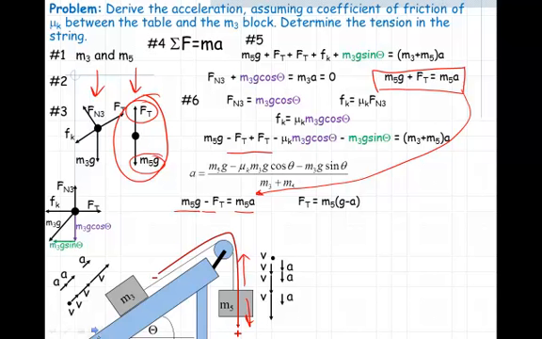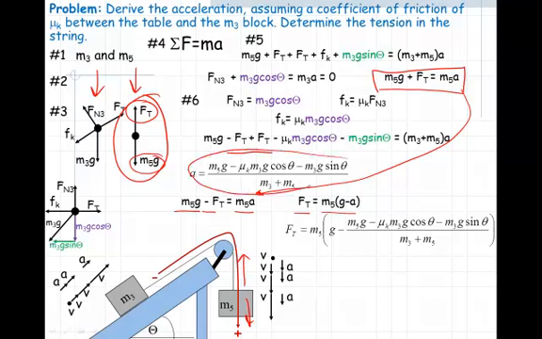A little mathematical or algebraic manipulation, solving for F sub t, gives M5 times G minus A, and then we'll substitute the acceleration we already solved for as being this value. If we plug it into there, then we get this as our equation for the force of tension.